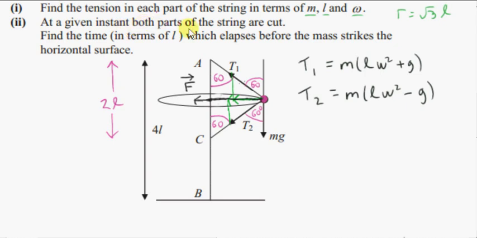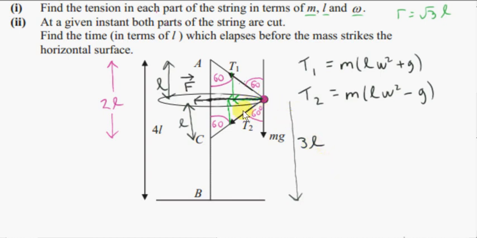At a given instant, both parts of the string are cut. Find the time in terms of L which elapses before the mass strikes the horizontal surface. First of all, notice the height of the mass above the horizontal surface. Well, we can see that this distance here is L, and it's L up here as well, of course. So we have 4L minus L, which is 3L. So the mass will fall a height of 3L.